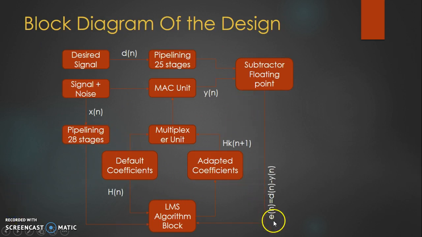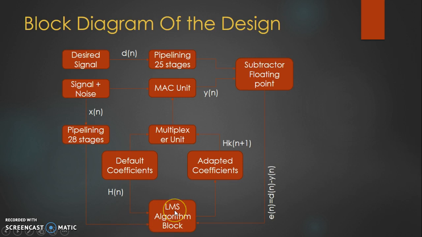So by the time my e of n error signal reaches my LMS algorithm block, the MAC unit consumes 24 clock cycles, and I have 1 more clock cycle, and I have three pipelines in my subtractor. So that's a total of 28 stages. So I have to pipeline my x of n 28 stages and feed it to the LMS algorithm block.